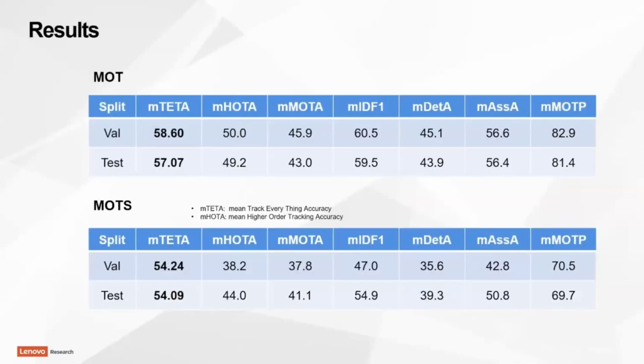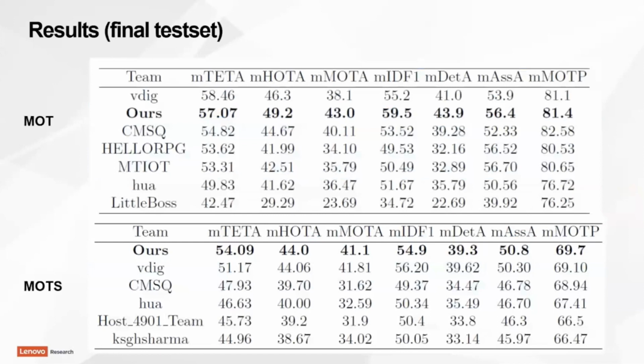This is our solution's final results on the MOT and MOTS validation and testing datasets. This year the competition employs mean tracking everything accuracy, observation MOTA, as the primary evaluation metric for ranking. This is our final result for the competition. Compared with other published teams, we get first place in the MOTS challenge and second place in the MOT challenge.